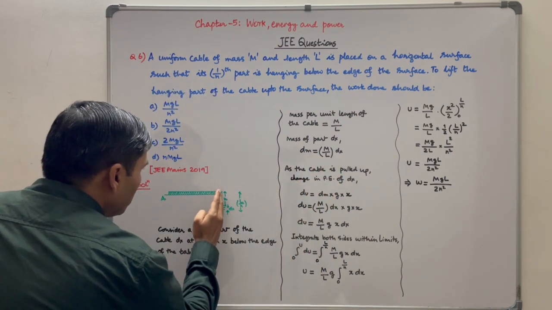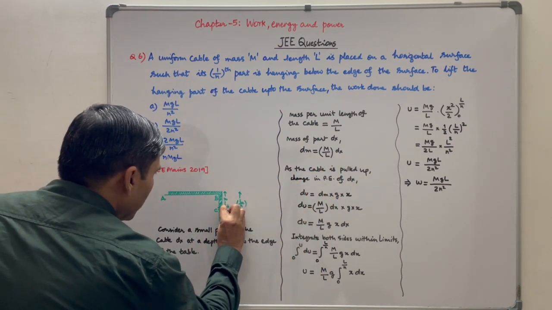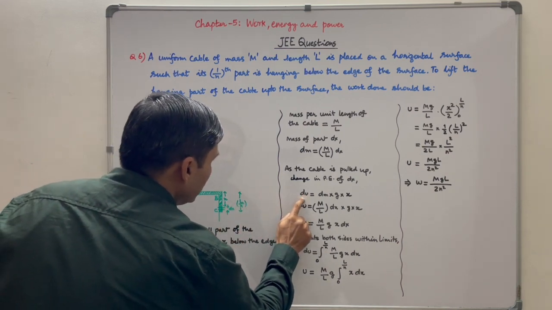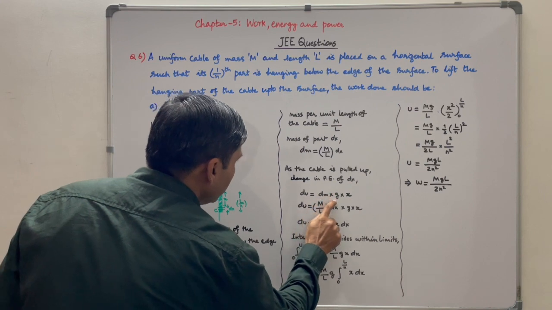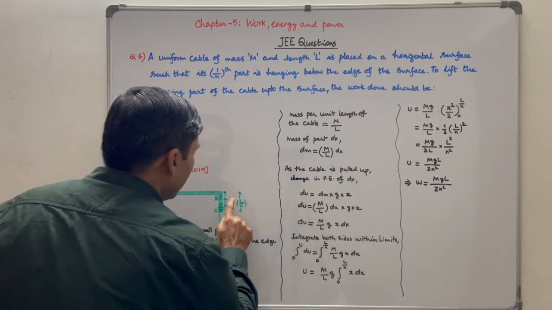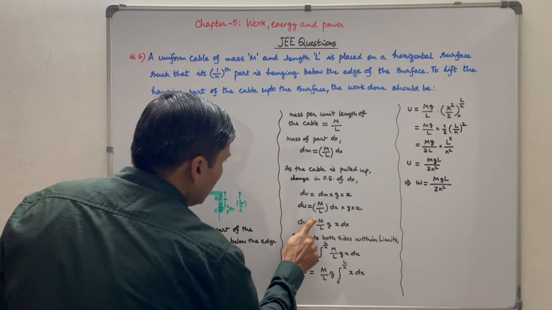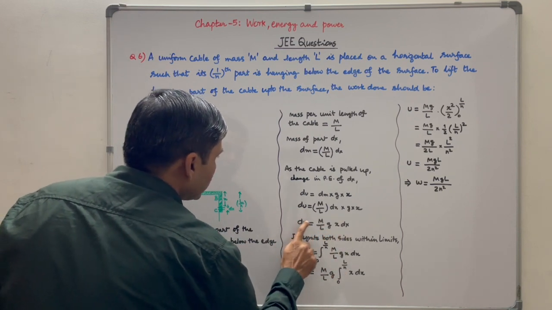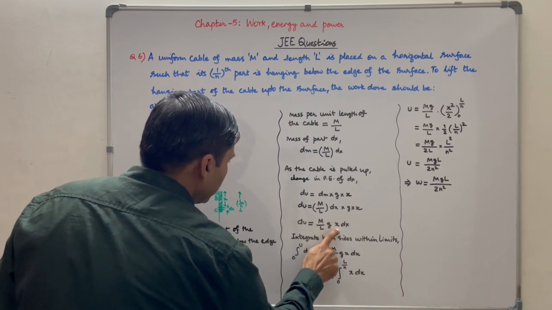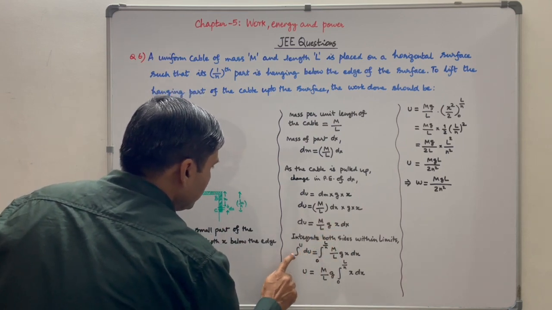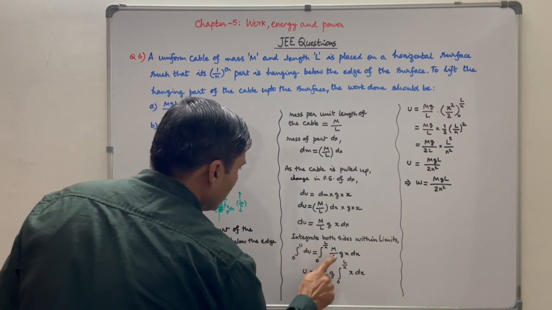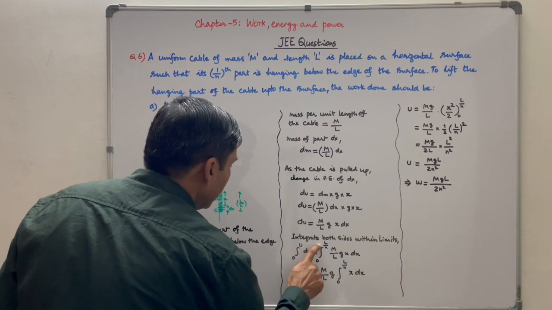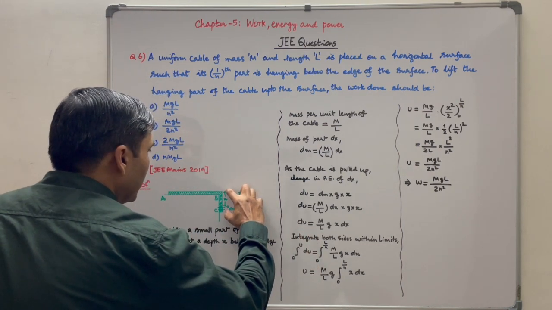As the cable is getting pulled up, the potential energy of this part will increase. Increase in potential energy is given by du, and du is equal to dm into g into h, and h is equal to x here. So du is equal to m by L into g x dx. We can integrate both sides of this equation within limits. So integration of du from 0 to u is equal to integration of m by L g x dx from 0 to L by n, as the length of the hanging part is L by n.